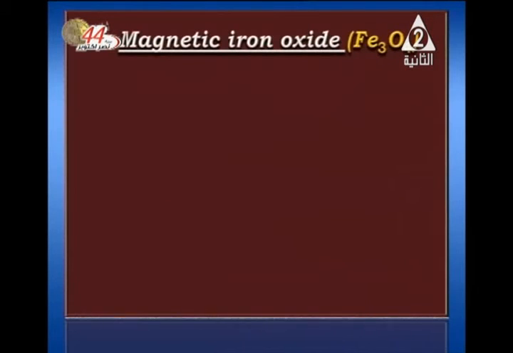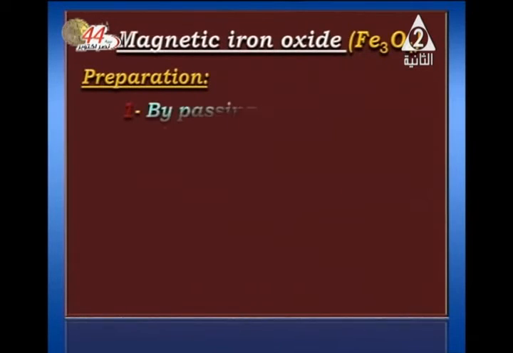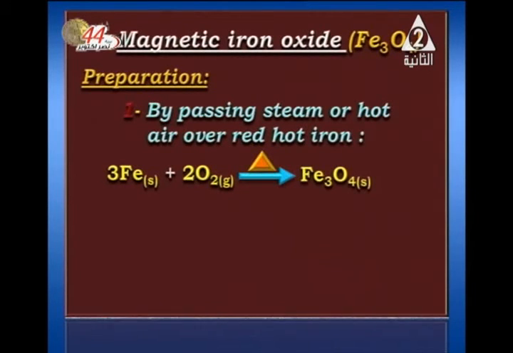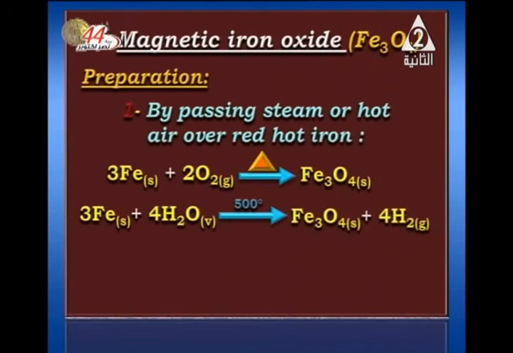Now we are going to discuss the third type of oxides, which is magnetic iron oxide that has chemical formula Fe3O4. It is prepared by passing steam or hot air over red hot iron. As the equation proceeds on the screen, here iron is oxidized into magnetic iron oxide, or the reaction of iron with steam at 500 degrees Celsius gives magnetic iron oxide releasing hydrogen gas.